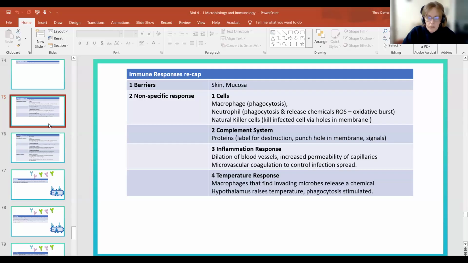Then the next non-specific response we have is the complement system, and there's a little video on that. You can watch the video if you want to, because it's in the slideshow pack which you've got access to. You can click on the link to watch the video. But basically the complement system is a load of different proteins, and they're just circulating again in the blood. And when a pathogen gets in, they will attach themselves to the membrane. They'll label up the pathogen for destruction. They'll punch holes in it eventually by this cascade of proteins.